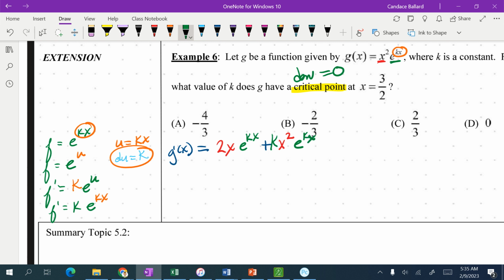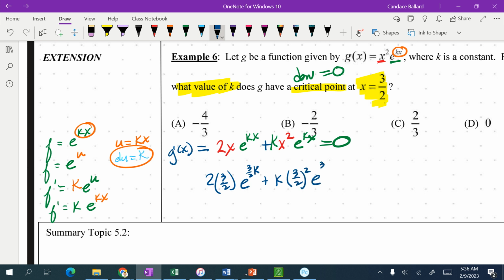Now, we know that in order to get critical numbers, we set our derivative equal to 0. Perfect. Okay, let's go back and read this a little bit more. It wants me to find the value of k when x equals 3 halves. That sounds like we need to plug 3 halves in for x. So let's do that. So we've got 2 times 3 halves e to the 3 halves times k, plus k times 3 halves squared e to the 3 halves times k equals 0.